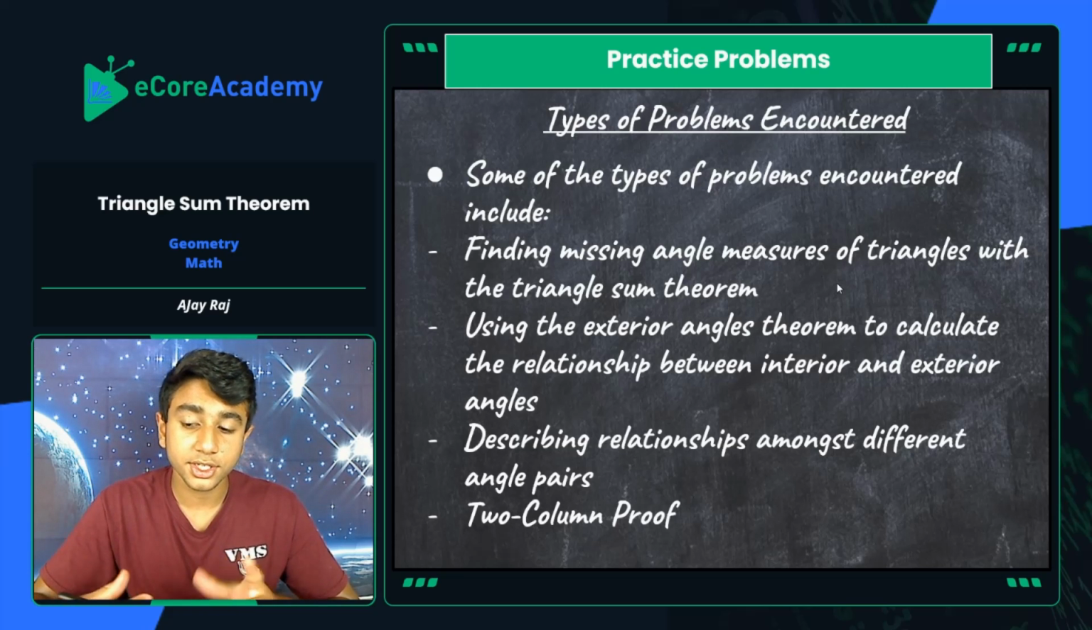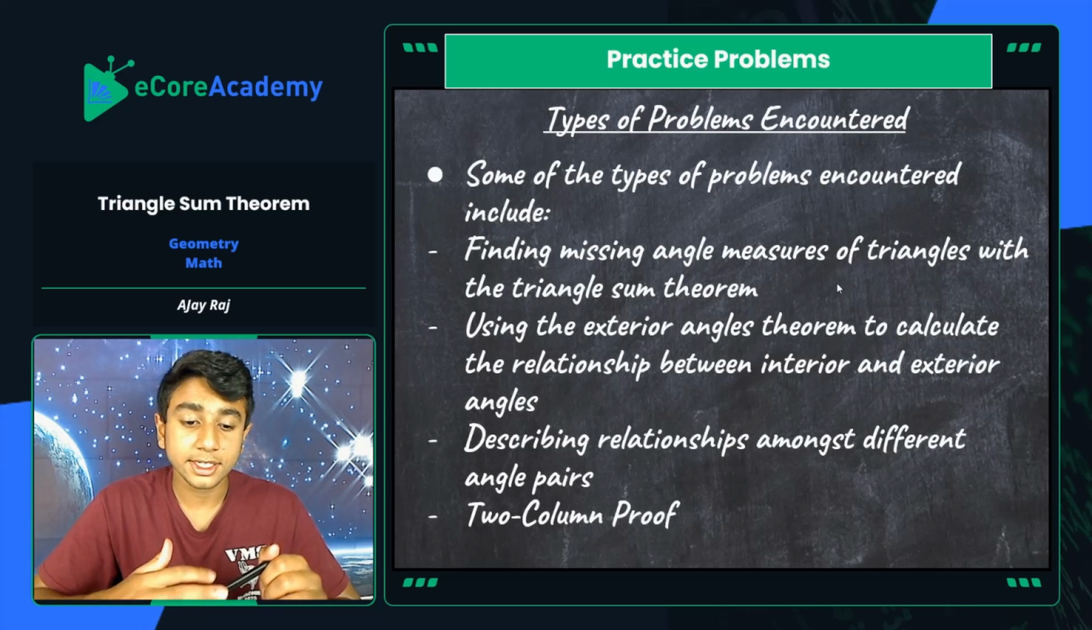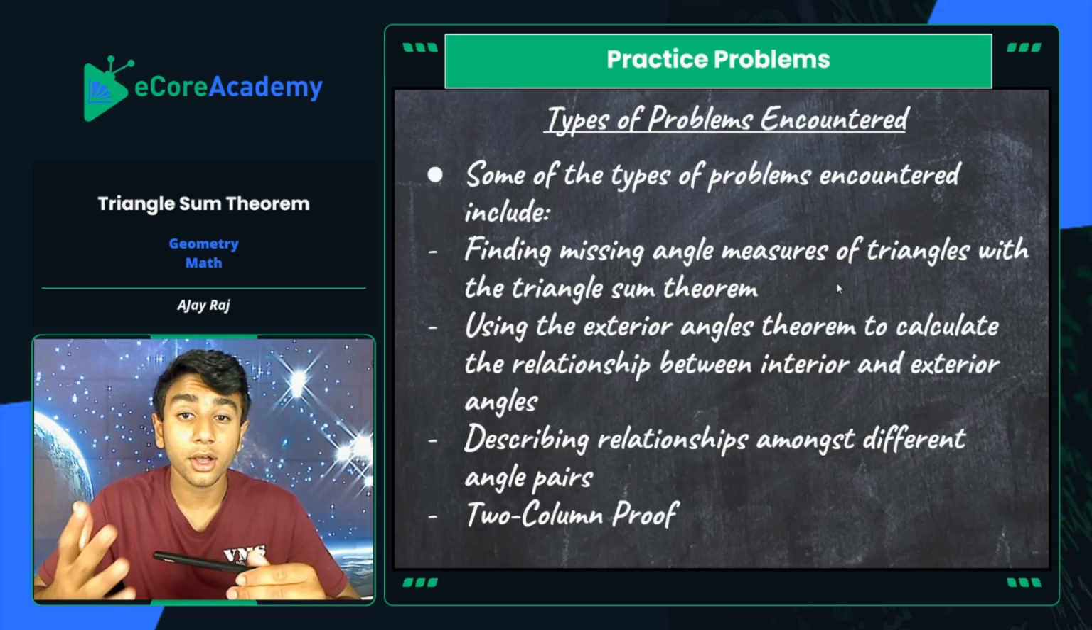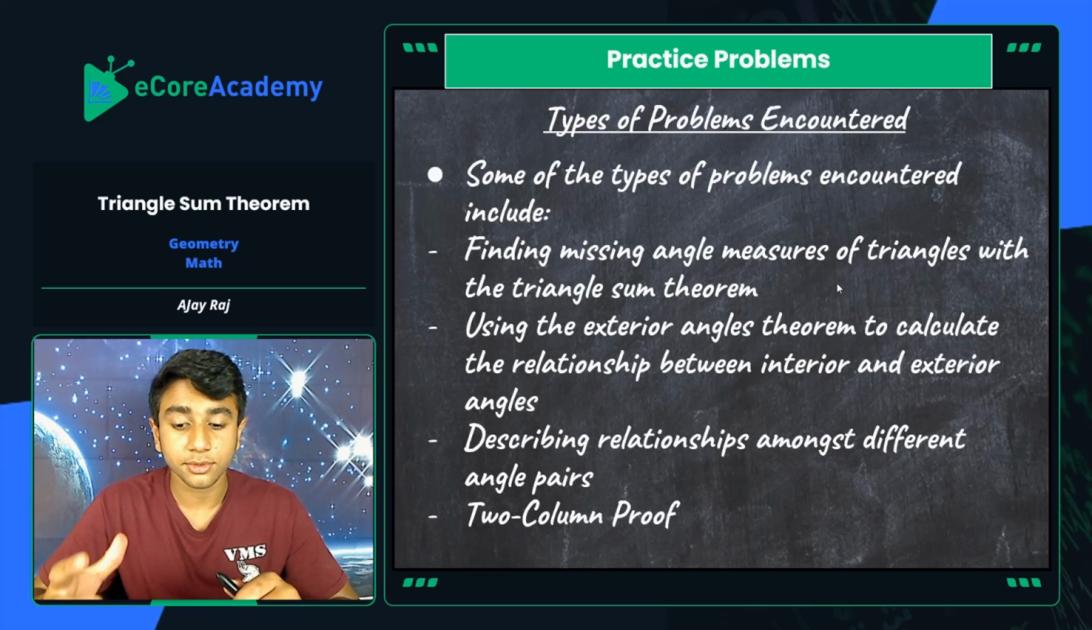You can also use the exterior angles theorem to calculate the relationship between interior and exterior angles, meaning you can extend these lines out. You can do it for all different angles. You can calculate their different relationships and discover unknown values, just like an algebraic equation. You can also describe relationships amongst different angle pairs, meaning if you have a right angle, obtuse angle, acute angle, you can calculate these different angles, see if two acute angles are congruent in any triangle. And that's given with the different concepts like coexistence and different types of triangles in general.